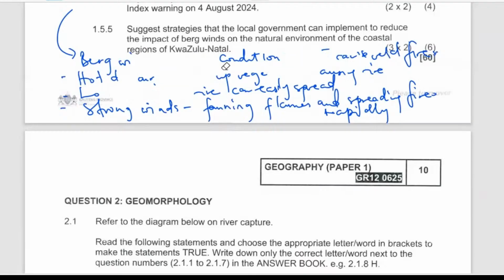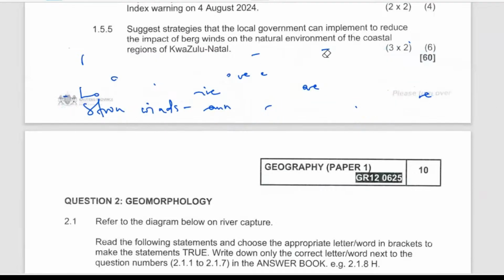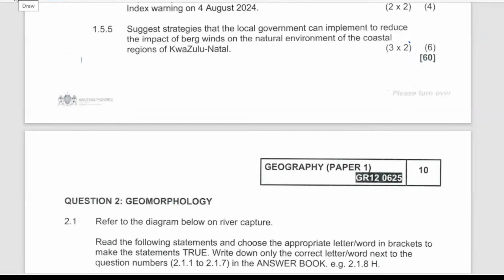suggest strategies that the local government can implement to reduce the impact of Berg winds on the natural environment of the coastal regions of KZN in KwaZulu-Natal. What can the municipality do to try and reduce the impact of the Berg winds? We know well that the danger is mainly with the effect of fire. So what can we do to reduce the impact?